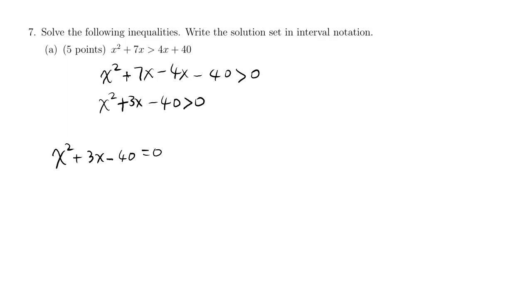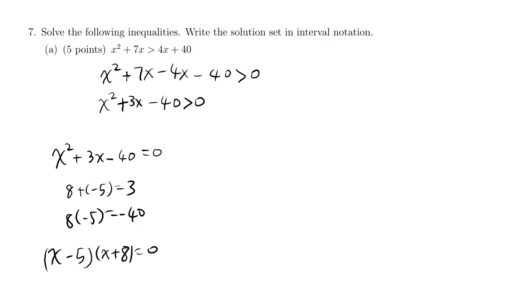Okay, this is 4 times 10, no, 2 times 10, 8 and 5. Okay, 8 and 5. So 8 times 5 is 40, and positive 8 and negative 5 gives you 3. 8 times negative 5 gives you negative 40. So you get those two numbers, so you can factor this as x minus 5 and x plus 8 equal to 0, which gives you x equal to 5 and x equal to negative 8. Okay, so that's the solution of your equality.